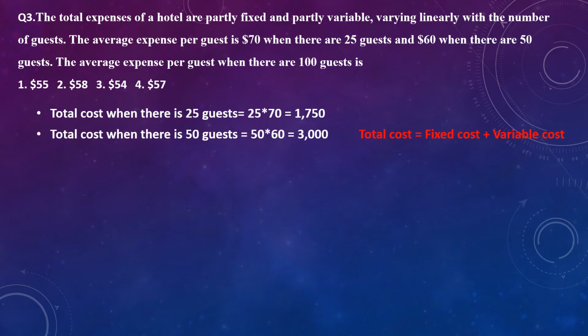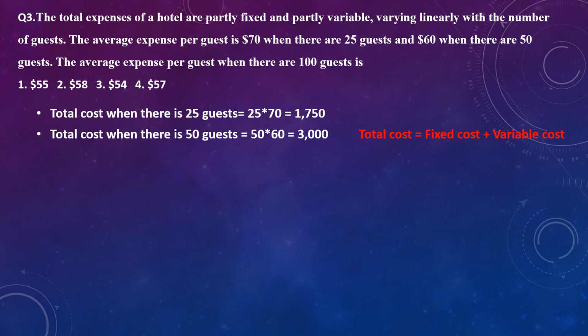Likewise, we can find out if it is 50 guests. So total cost when there are 50 guests is equal to 50 into 60, because per guest it is $60. So 50 into 60 is equal to 3000. From the first sentence in the question, total expenses of a hotel are partly fixed and partly variable, so total cost is equal to fixed cost plus variable cost.